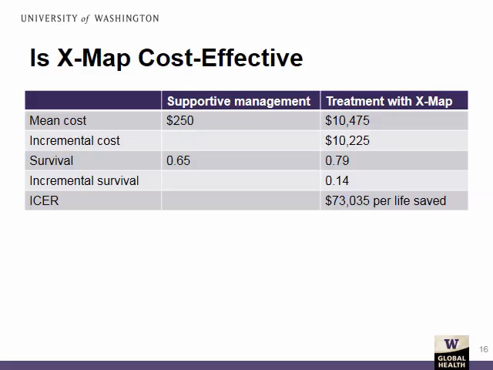We know that on average, supportive management was $250 and treatment with XMAP was $10,475, and the incremental cost, which is the difference, is $10,225. We know that survival under supportive management was 0.65, and it increased to 0.79 with XMAP, a jump of 14% or 0.14. If you do the change in cost over the change in effectiveness, you get this ISA of $73,000 per life saved.